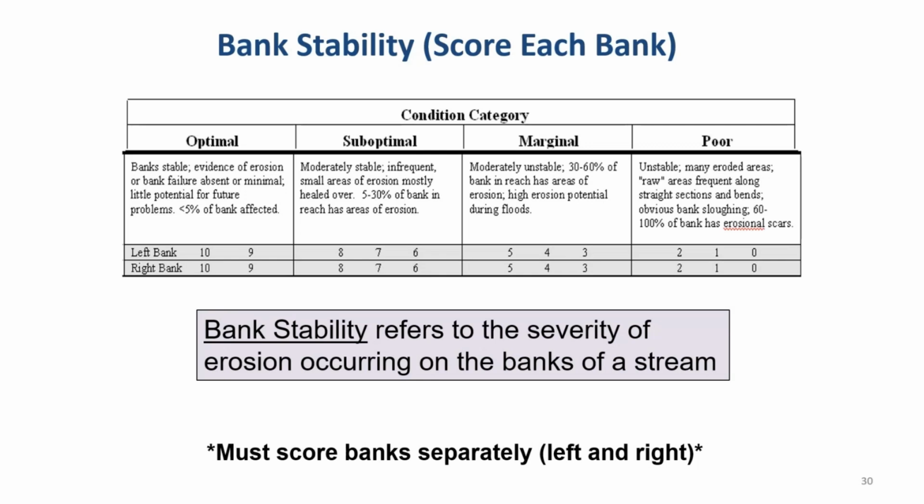And if it's poor, it's unstable with many eroded areas raw, where you can see the dirt, you can see where the erosion has happened. Maybe it's very recent. You might see sloughing. I have a picture of that to describe what that looks like. And it's affecting between 60 and 100% of the bank.